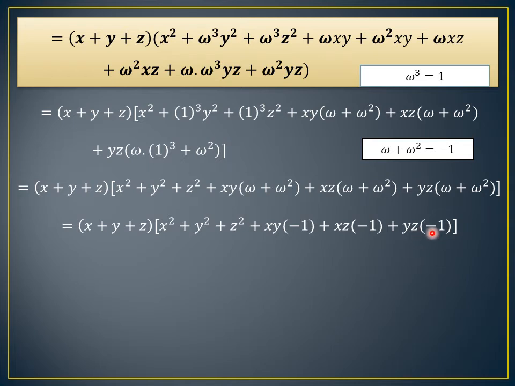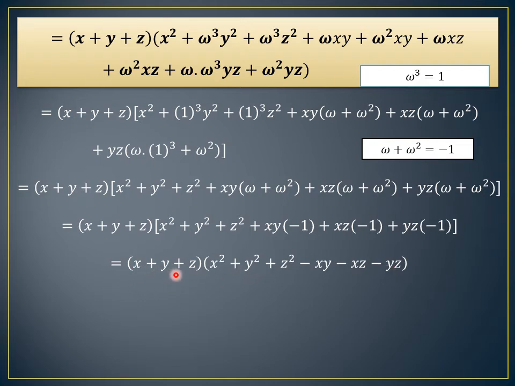But this minus sign is making the difference. So that minus sign will change the sign from plus to minus. So the equation will become x plus y plus z remains the same, x square plus y square plus z square is also the same, but plus xy into minus 1 will become minus xy, plus xz into minus 1 will become minus xz, and plus yz into minus 1 will become minus yz. This is actually our formula.